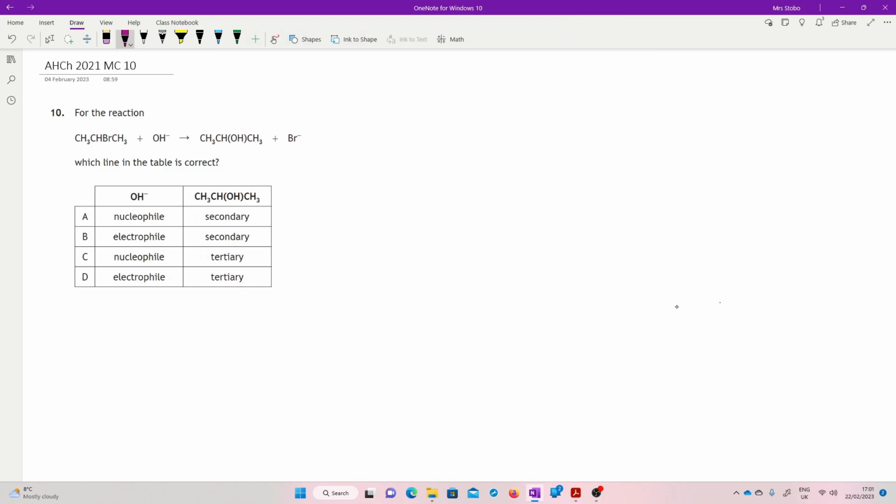Question 10. For the reaction given below, which line in the table is correct? So we've got nucleophile or electrophile as the option for the OH minus, and then we've got something about the alcohol that is produced here. So this is basically a bit of drawing stuff out, okay?